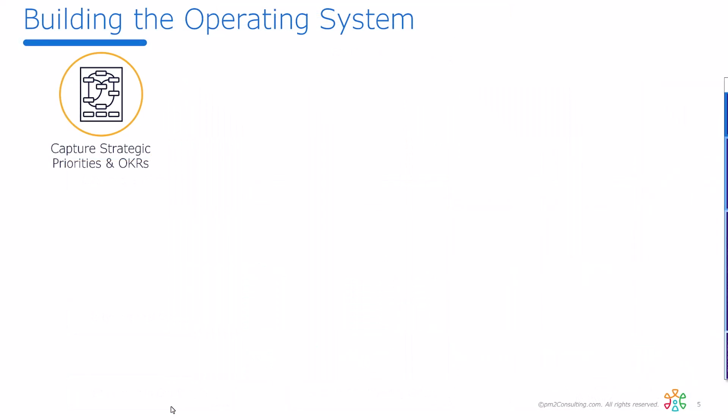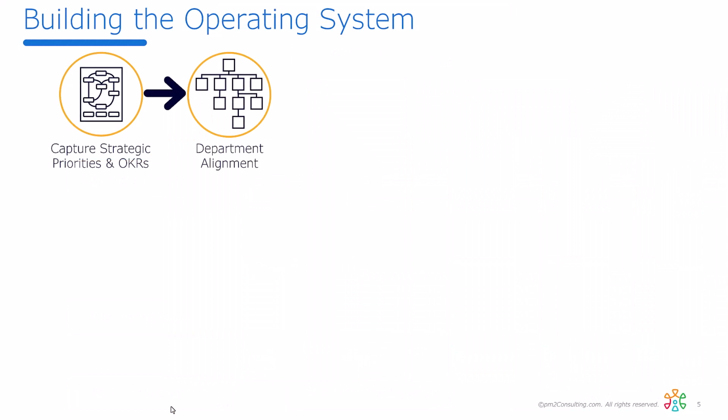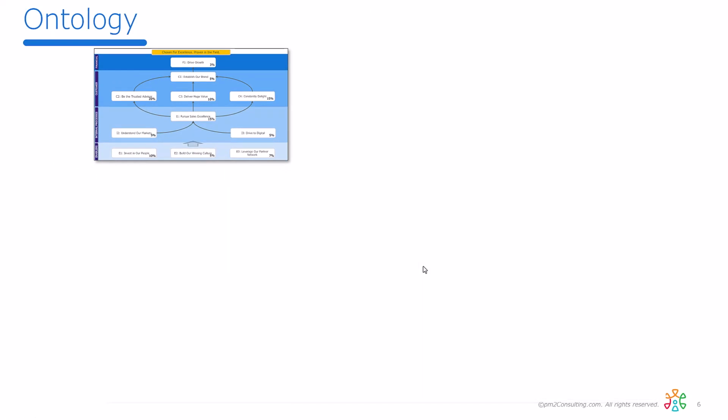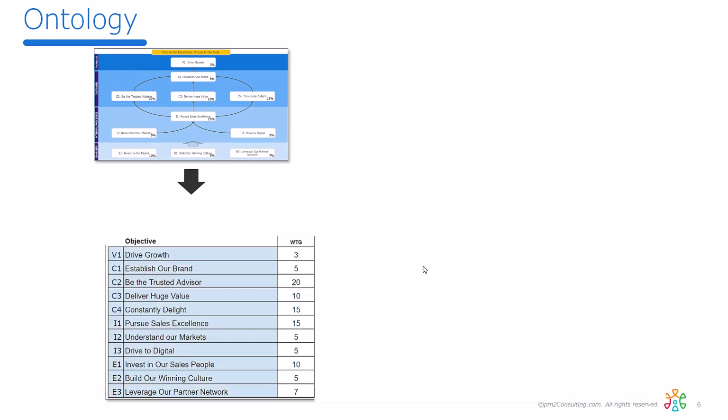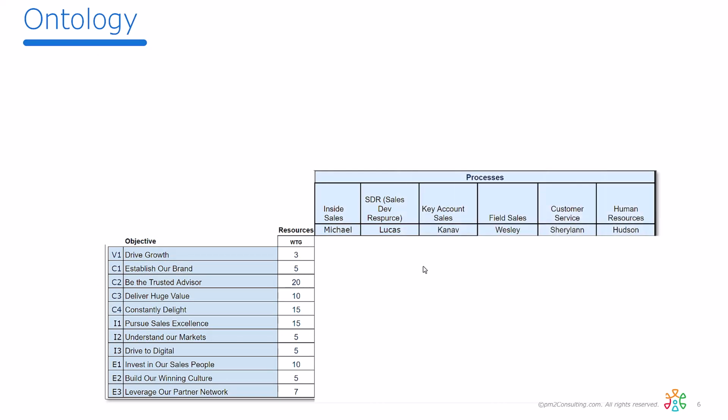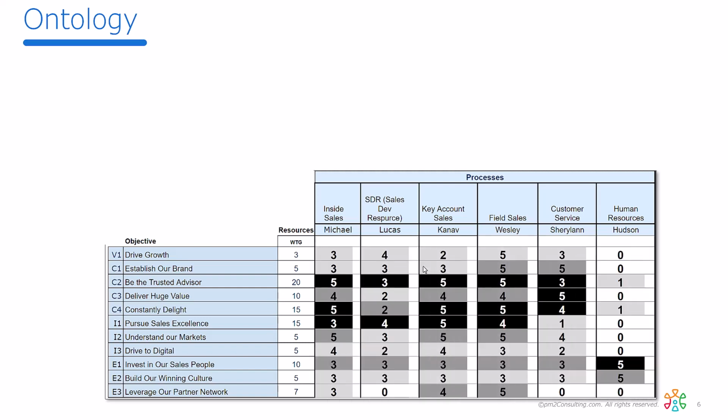In fact, to help do that, we move on to the second step, which is getting the alignment inside the department. What we do is take those objectives and score the impact of each process on them. It looks a bit like this. Again, we take those objectives from the strategy map and list them down the left. We take the core sub-departments inside the sales area, the core processes, and list those across the top. And then we score the impact of each process on each objective.